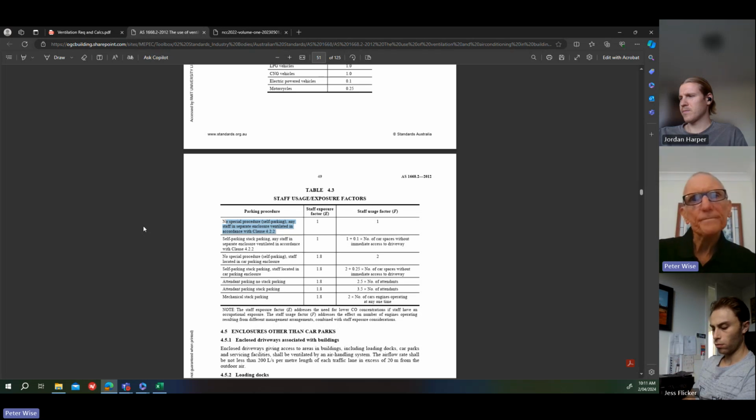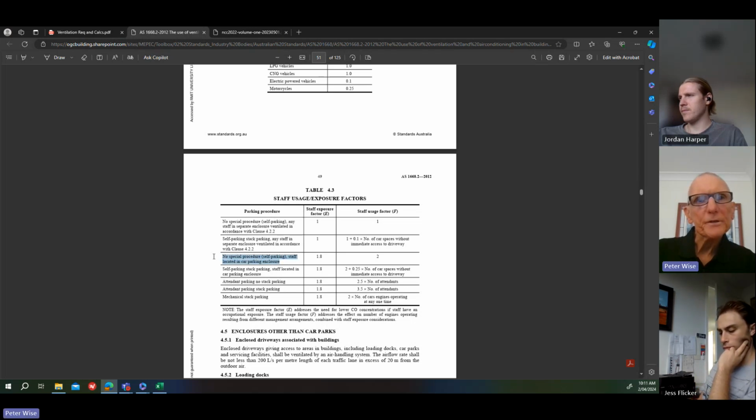So that's that situation. So that's got an E factor, staff exposure factor. This is again exposure to CO, potential CO contamination or poisoning. That's a factor of 1, which is the lowest factor. If you go up to no special procedure, so this one, for instance, sorry, try again.